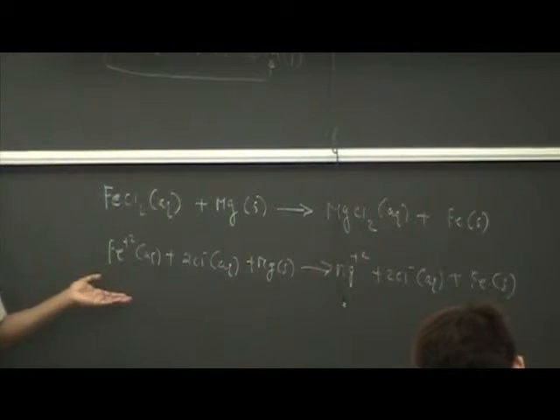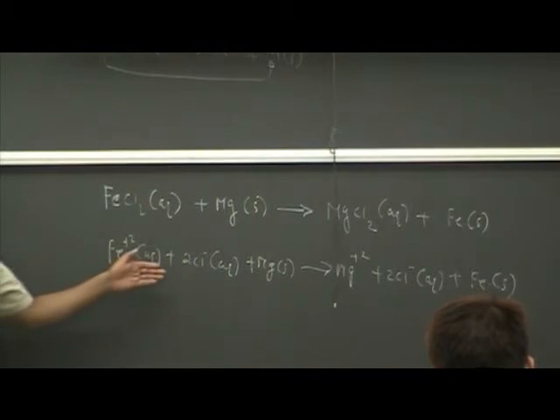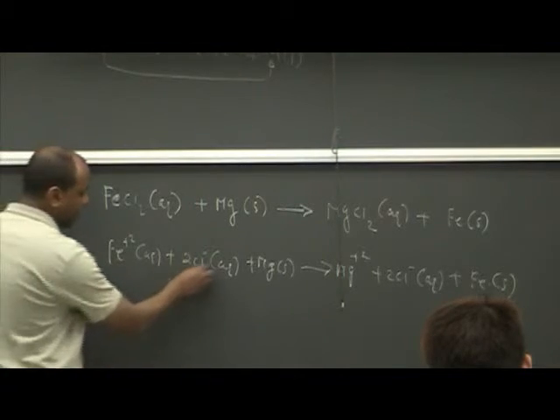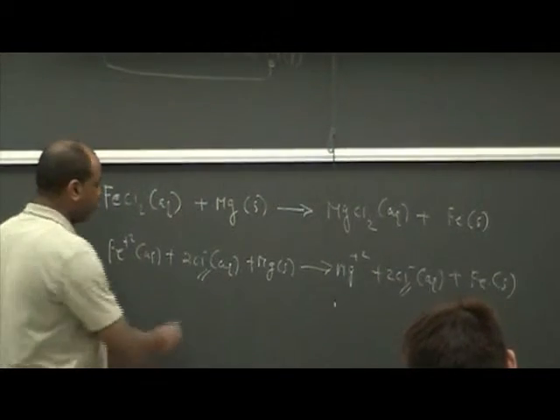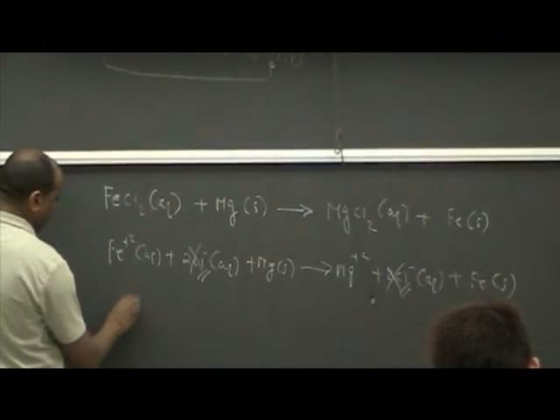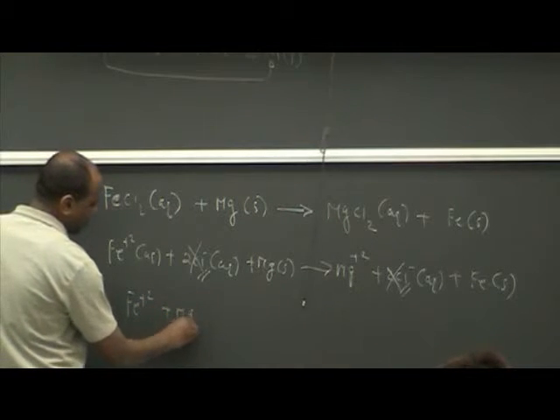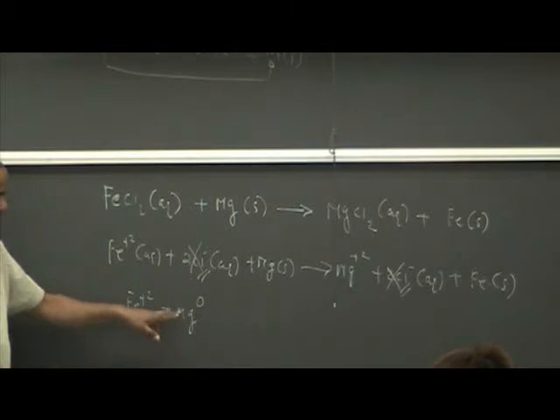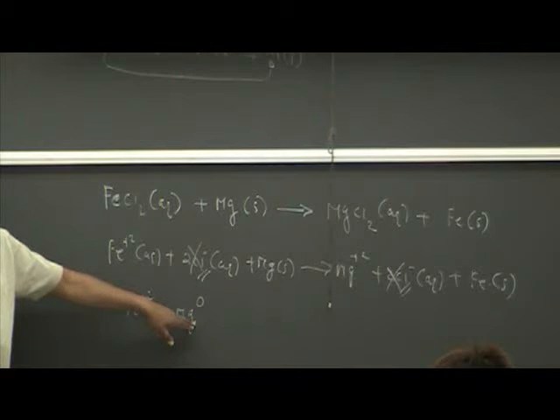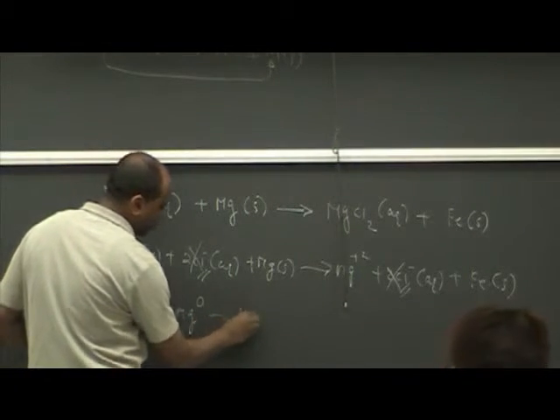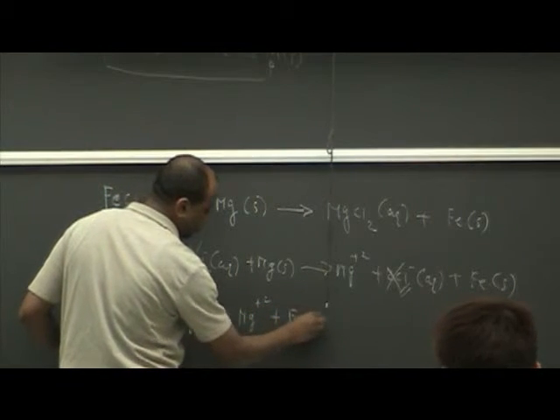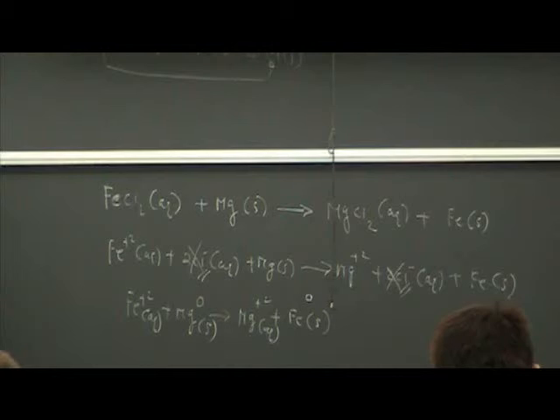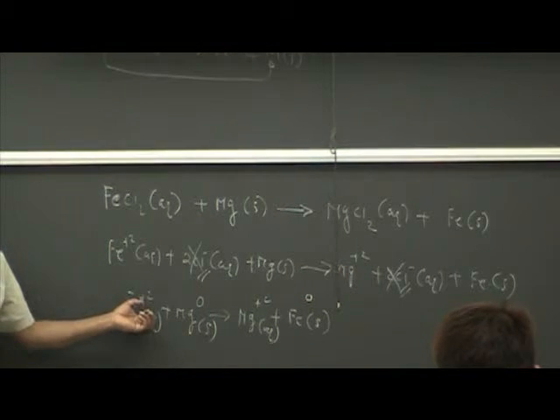So once you do it like this, you can tell which are your spectator ions. Spectator ions. What are they? Chlorine, the chloride ion. Everybody's okay with that, right? You remove the chloride ion, and you will have Fe plus 2 and Mg 0. The oxidation number of a monoatomic element is 0. If it's not reactive with any other element, that means protons and electrons are the same. No loss or gain of electrons here. And you will have Mg plus 2 and Fe 0. This is aqueous. This is solid. This is aqueous. So, this is the ionic equation here.